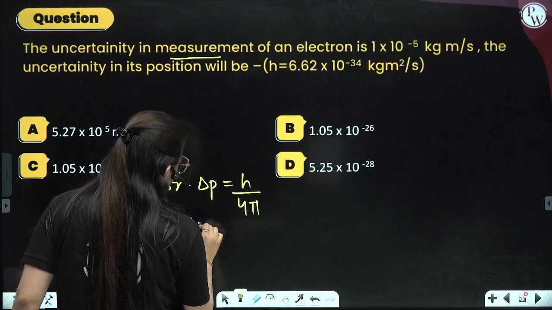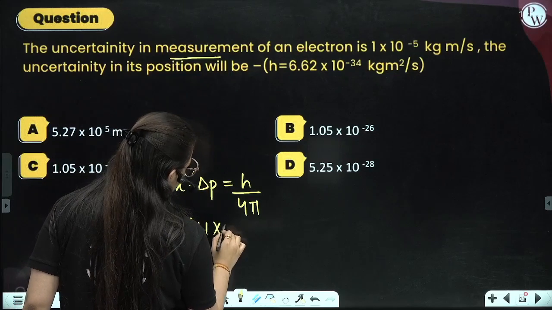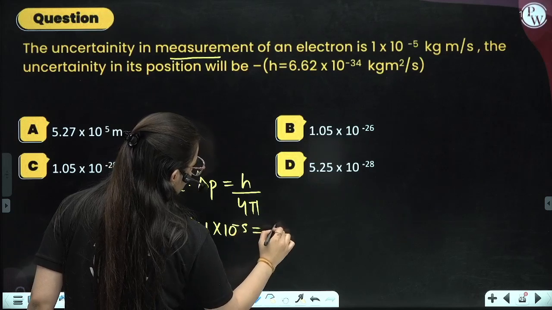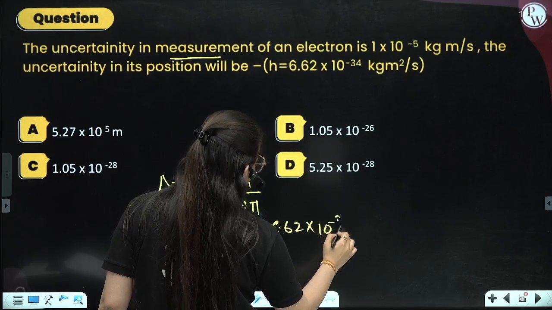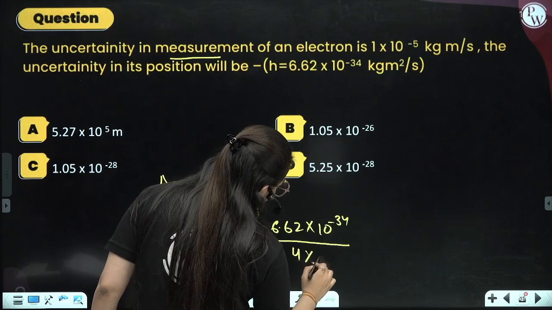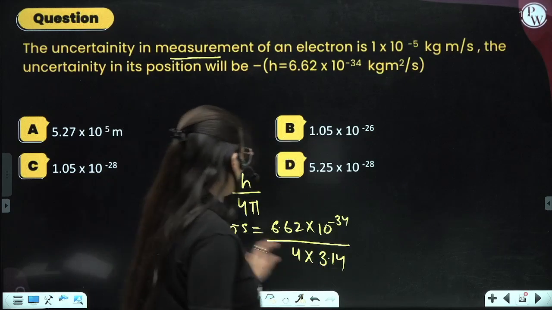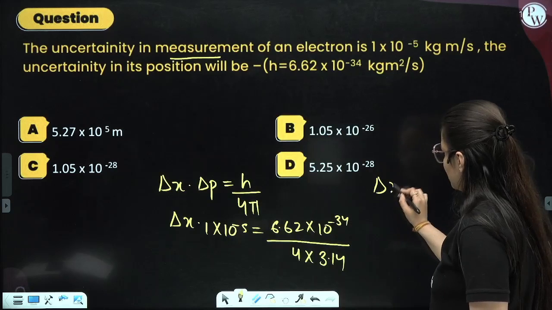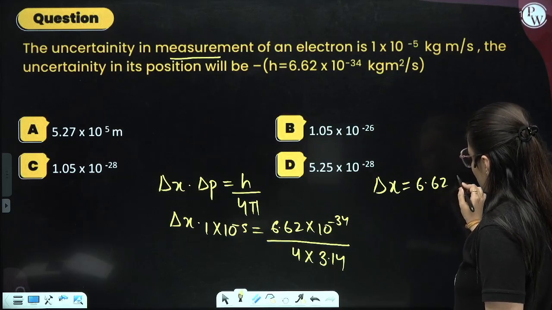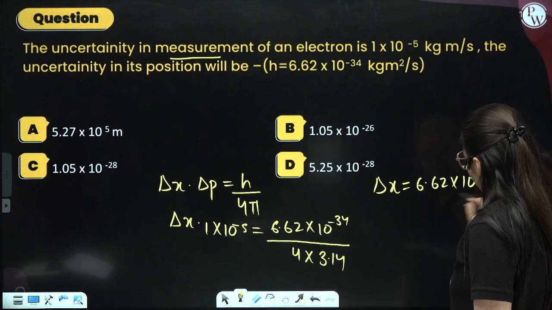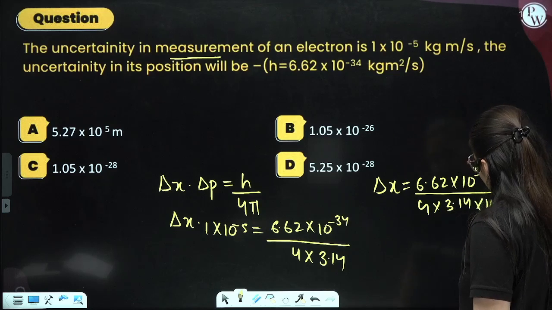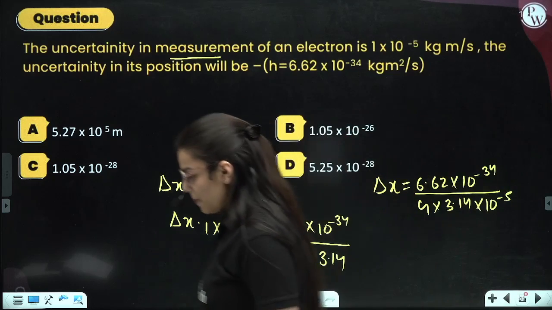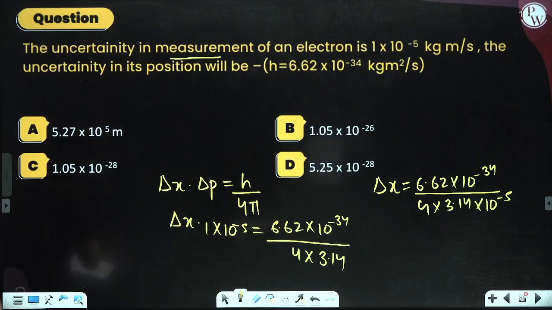So delta x into 1 into 10 raised to the power minus 5 is equal to h. What is the value of h? It is 6.62 into 10 raised to the power minus 34 divided by 4 into pi, value 3.14, right? So when you cross multiply, delta x is equivalent to 6.62 into 10 raised to the power minus 34 divided by 4 into 3.14 into 10 raised to the power minus 5. So now students, when you calculate it, you are going to get your answer.